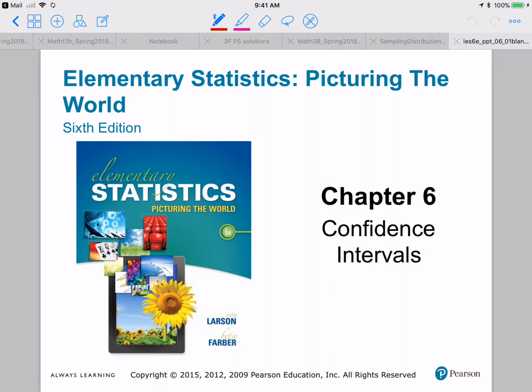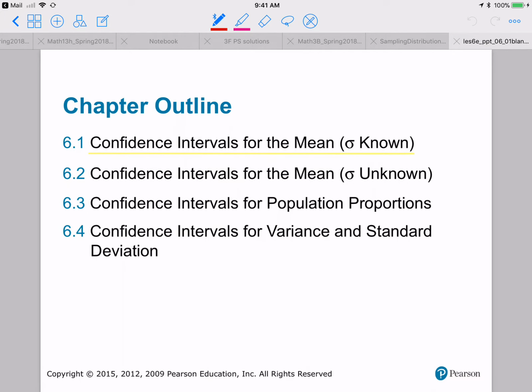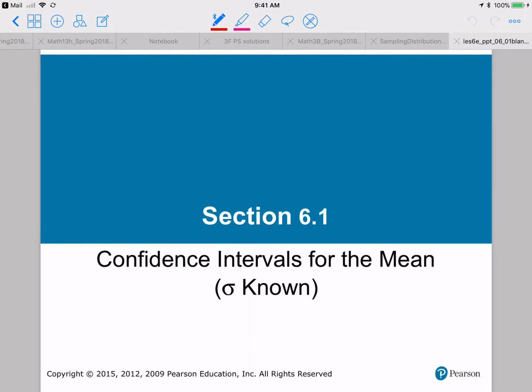Hello, we're going to start our study of Chapter 6, which is confidence intervals. And we're going to cover all four of these sections. So let's go ahead and get started with our discussion about confidence intervals for the mean. Now, confidence intervals for the mean when sigma is known.